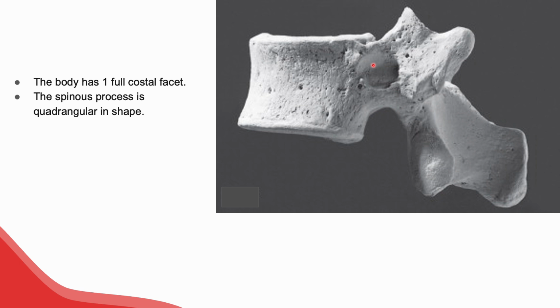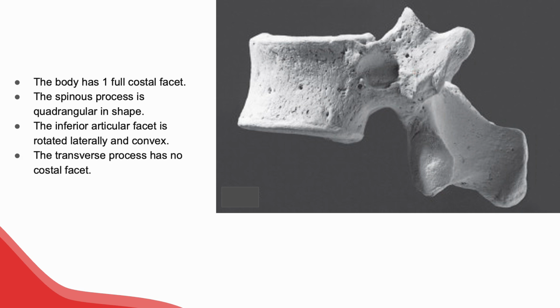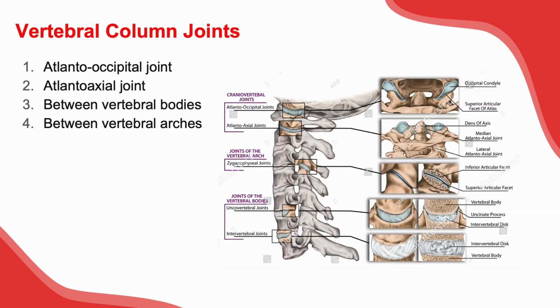I think that this is a 12th thoracic vertebra, but let's see. Let's continue and see. Okay, the inferior articular facet is rotated laterally and it is convex. Oh, we said that this is a specific feature for the 12th thoracic vertebra. And we also see that the transverse process has no costal facet. So all of these features point toward that this is a 12th thoracic vertebra.